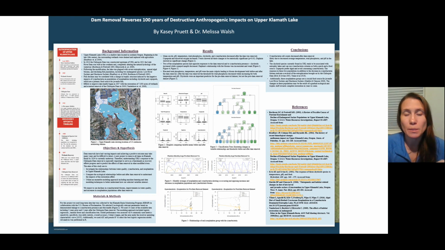Elevated total phosphorus, temperature, and pH were the main culprits leading to bloom development, both before and after the dam was removed. After the Chiloquin Dam removal, the thresholds for total phosphorus decreased, whereas the temperature and pH thresholds increased.